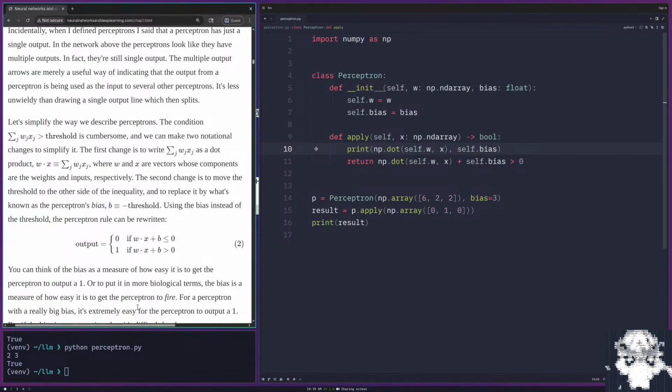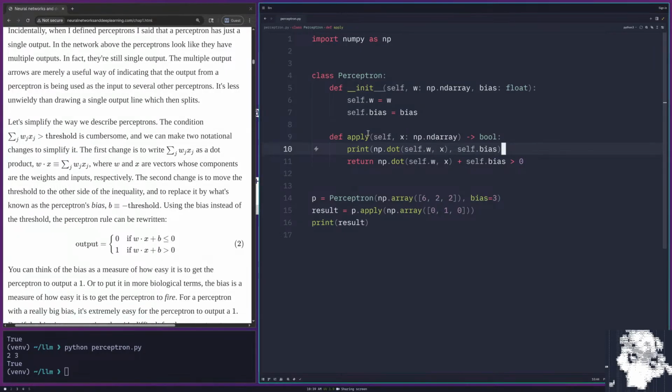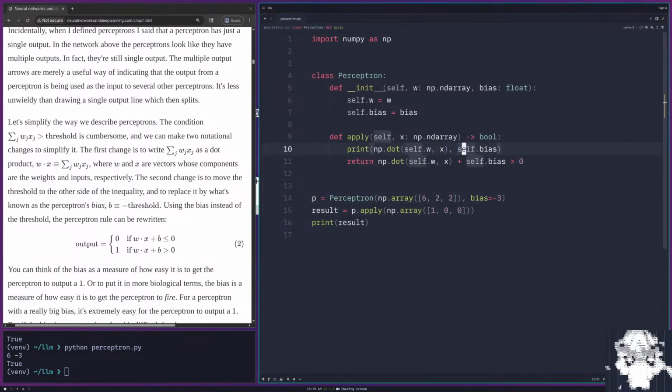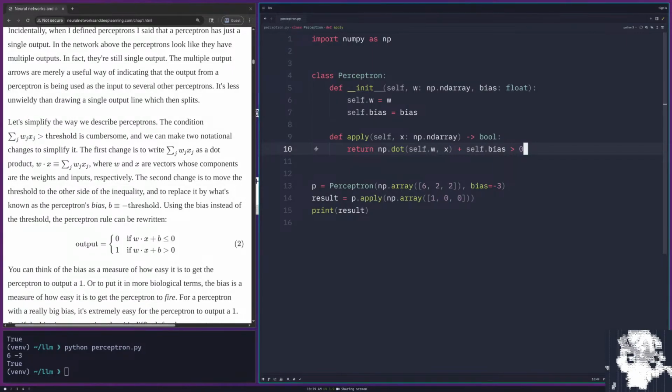Oh, the bias is supposed to be the negation of the threshold. So I should have said -3 here. Okay, so now this says false. This should say true. It does. And this should say true. It does. Okay, so we've successfully re-implemented this using the new notation, using NumPy to do the dot product.